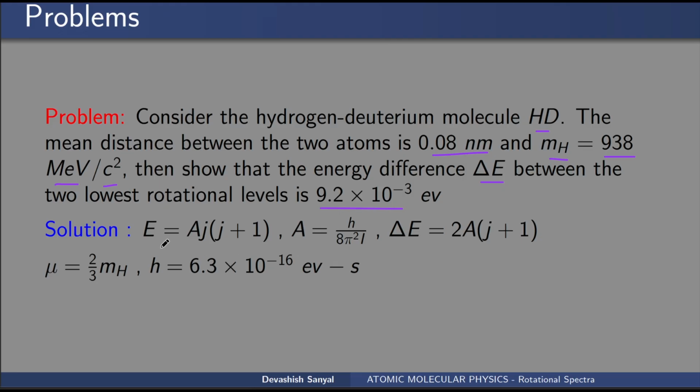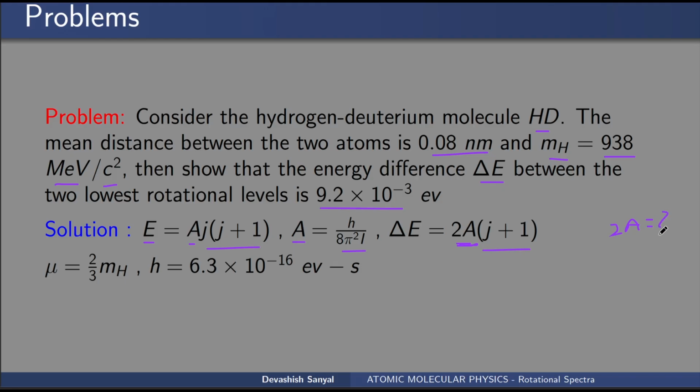So the expression for energy is some constant A into J into J plus 1, where the constant is h by 8 pi square into I. So the energy difference between two consecutive energy levels will be 2A into J plus 1. And when we are considering the two lowest levels, the energy difference will be only 2A. So what we have to find out is the value of 2A.